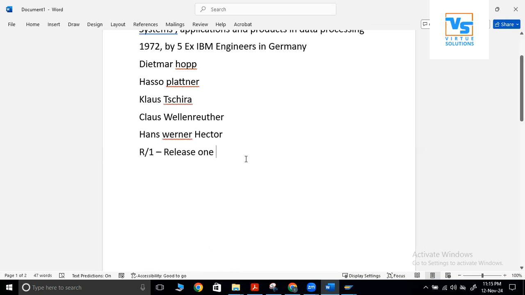So first R1 came. It was just named as R1. R1 stands for release one. In case I'm going a bit fast, please let me know. But R1 was not successful at all. Very soon it was replaced by R2.